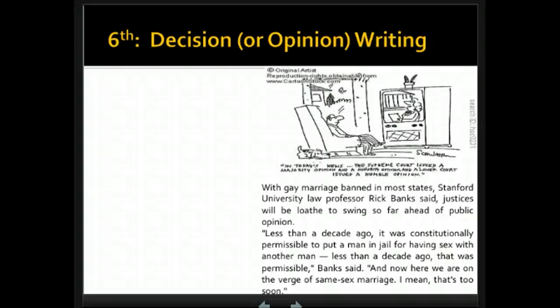The sixth step in the Supreme Court case process is the decision writing, or the opinion writing. So the decision is basically the court ruling. What did the court decide? An opinion, okay, basically is the statement of legal reasoning behind a judicial decision. So it's the legal reasoning behind the decision the court made.